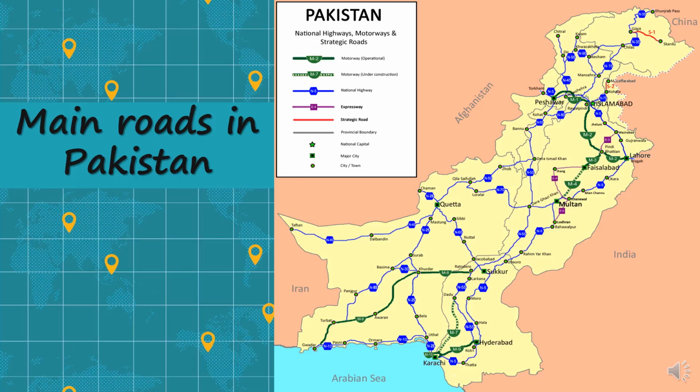Now, this is the map showing main roads in Pakistan. Here in this map, you can see the motorway and the national highway. You can see the expressway, strategic roads and provincial boundaries as well. And here, the national capital is also highlighted and some of the major cities and towns of Pakistan are also highlighted.